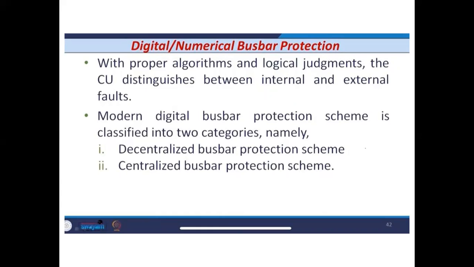The modern digital bus bar protection scheme is classified in two ways. The first type is the decentralized bus bar protection scheme, and the second type is the centralized bus bar protection scheme. In both schemes, whether centralized or decentralized, the central unit is always there.